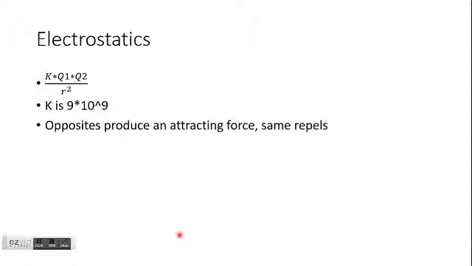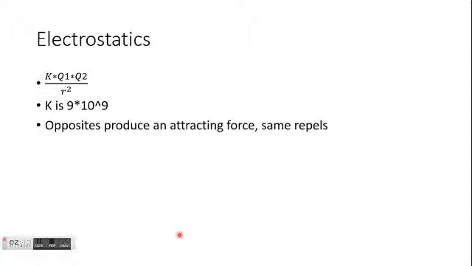Okay, so electrostatics, there's one formula that you're going to need to know, and that's K times Q1 times Q2 over R squared. K is 9 times 10 to the 9th. It's known as Coulomb's constant. Q1 and Q2 are the charges of the two objects. This formula is the formula for calculating the attractive or repulsive force between two electrically charged objects.